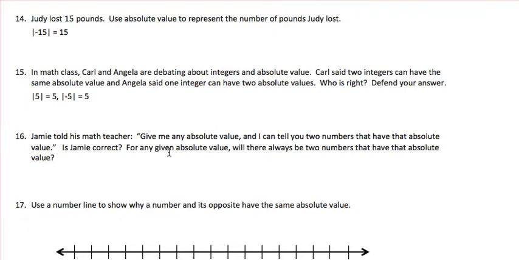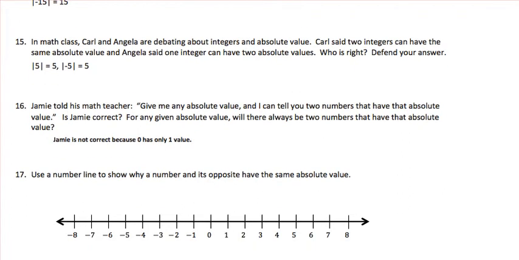Question 16. Jamie told his math teacher, give me any absolute value, and I can tell you 2 numbers that have that absolute value. Is Jamie correct? For any given absolute value, will there always be 2 numbers that have that absolute value? Jamie is not correct because 0 has only 1 value, and it is the only exception to our rule. Every other absolute value has 2 numbers that match it. For example, if my absolute value is 1, positive 1 and negative 1 are both numbers that give that absolute value. But 0 is our exception.